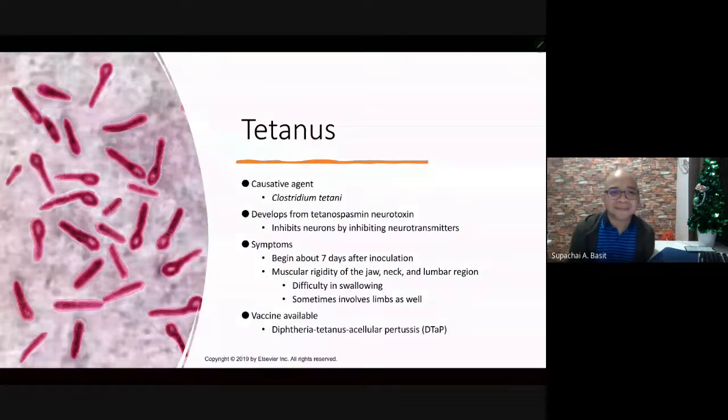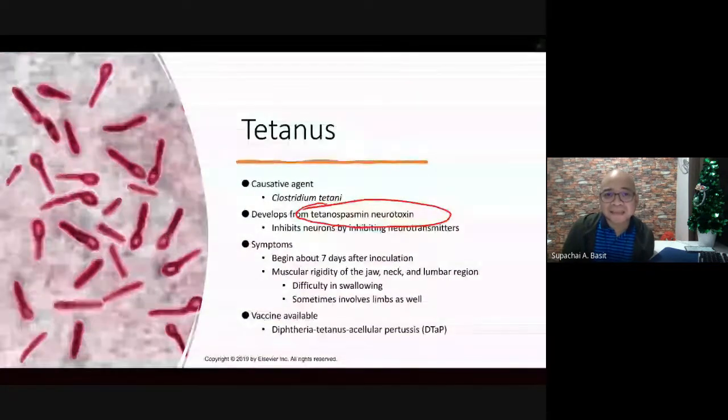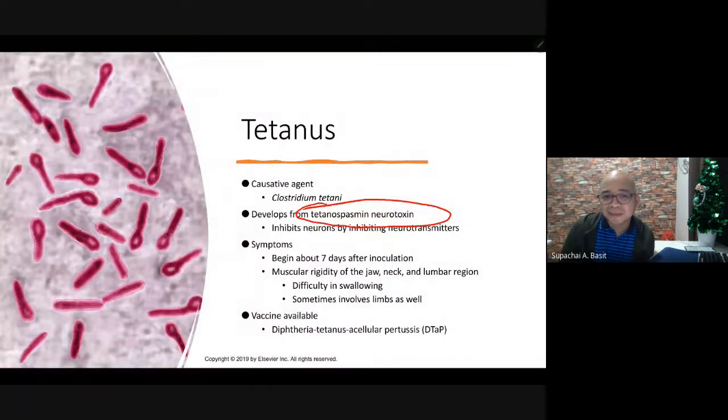Okay. So let's talk about tetanus. This time, tetanus is caused by Clostridium tetani. And the main virulence factor is tetanus plasmin, which is a neurotoxin. What is the function of the tetanus plasmin neurotoxin? What will be the action?